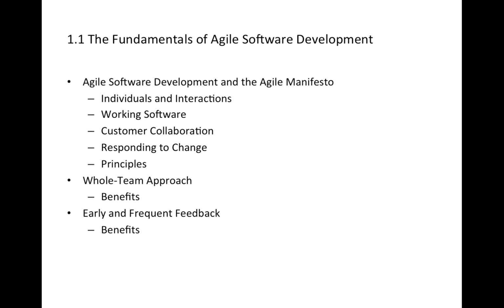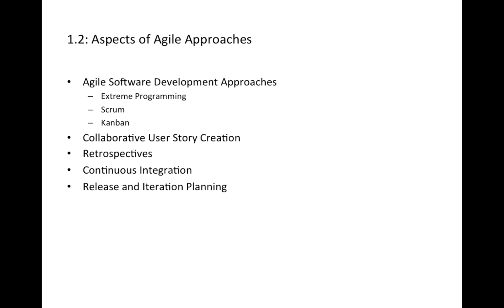Next, I would like to say, aspects of Agile approaches. Now, what could be the aspects of Agile approaches? Let me start with Agile software development approaches. There are three different approaches, as you can see in the slides: extreme programming, Scrum, and Kanban. These are three different manifestos, we can say.